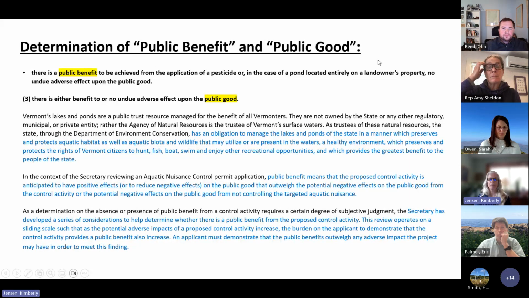So public benefit and public good is next on the list. As it's stated in the permit, there's Dr. Bress again. Dr. Bress, I'm sorry, you were cut off or frozen.